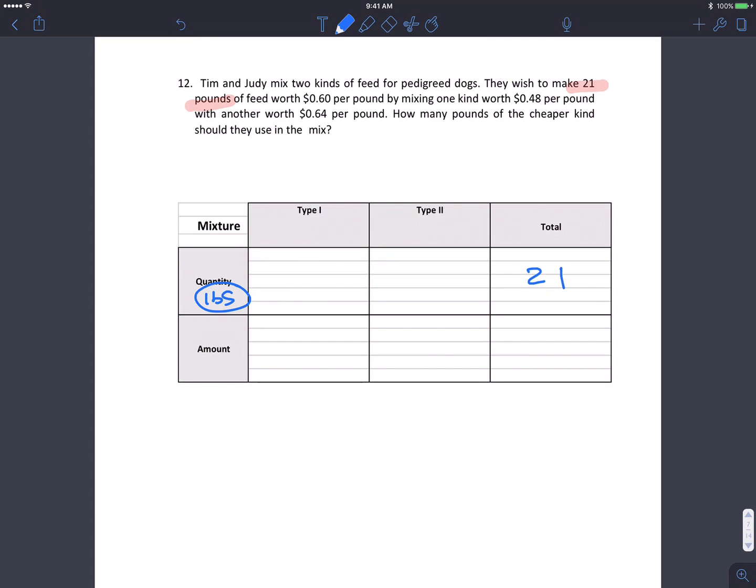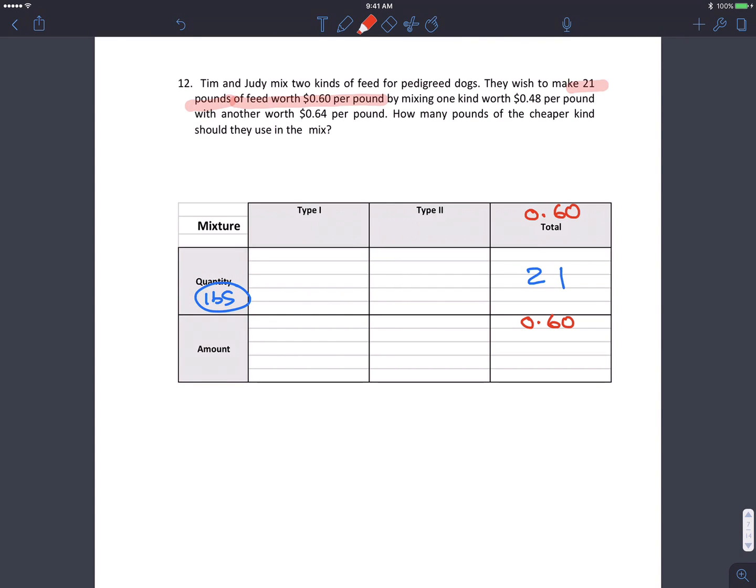Now let's look at the details. The next part of this has a lot of information. They want to make this feed to be worth 60 cents per pound. So that total here is going to be worth ultimately 60 cents per pound. We can put it here as well. Just want to notate it in both places. You'll see why I do this. So they want the total to be 60 cents per pound.